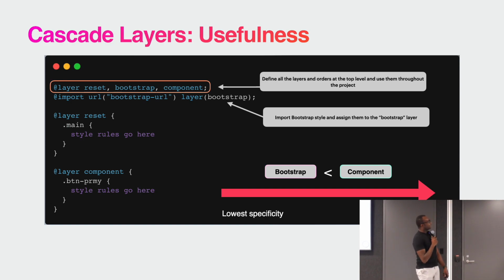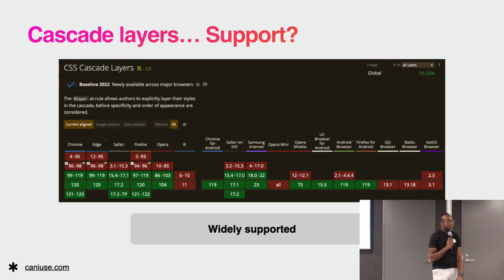So this is just saying that with Bootstrap, if we're using layers, we can stick Bootstrap at the lowest layer and our component styles at the most top layer. Since it has a higher specificity, it is going to overwrite the Bootstrap styles itself.